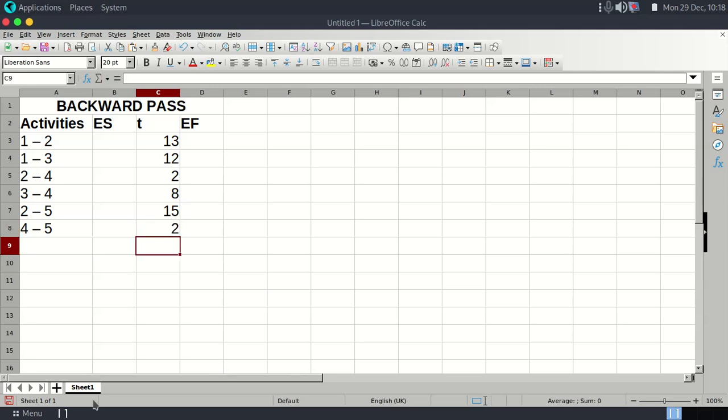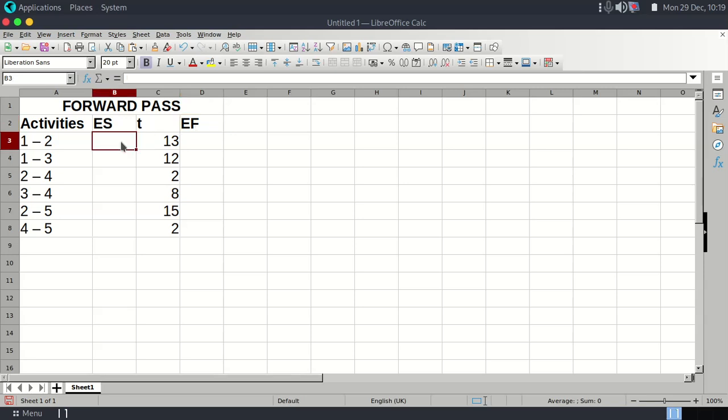Okay, perfect. Now in a forward pass, we have two concepts. We have the earliest start time and the earliest finish time. Sorry, I said backward pass at first, but it is the forward pass.